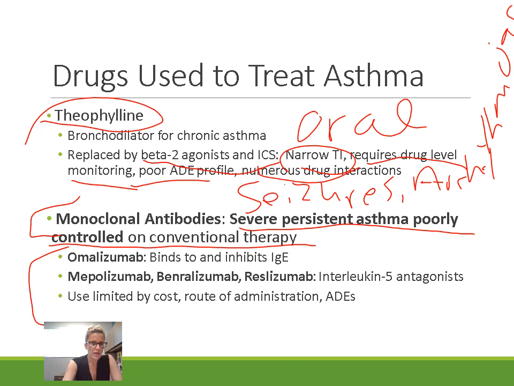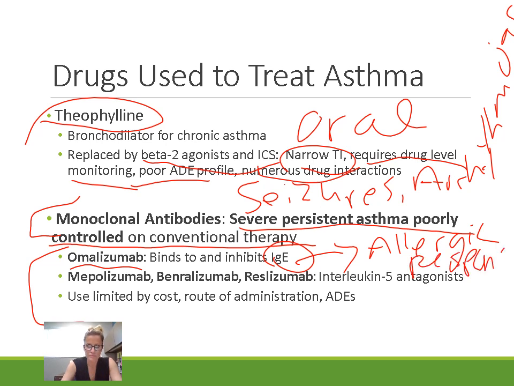So these drugs are monoclonal antibodies. Omalizumab is a monoclonal antibody that inhibits IgE. IgE, remember, is important in allergic responses.